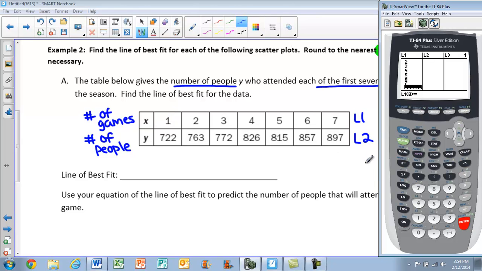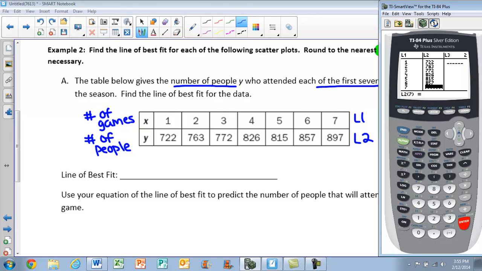Now we have to go ahead and enter in list 2. So we are going to arrow to the right, and that should highlight underneath list 2 for you. Now we need to enter in our Y values. My first one that matches up with 1 is 722. Go ahead and hit enter. My next one is 763. Go ahead and hit enter. My next one is 772. Hit enter. My next one is 826. Hit enter. My next one is 815. Hit enter. And my next one is 857.